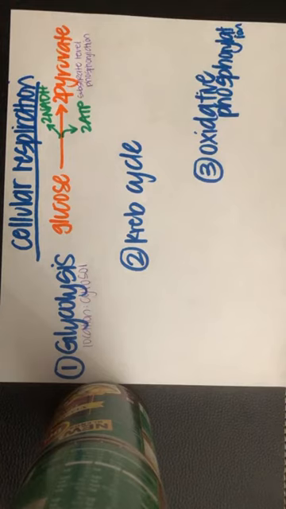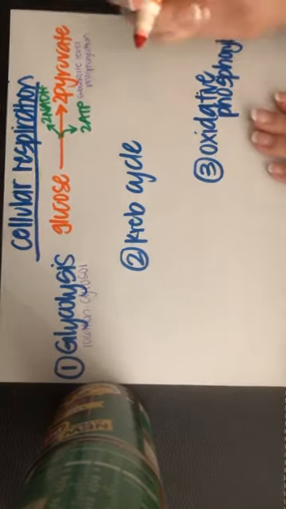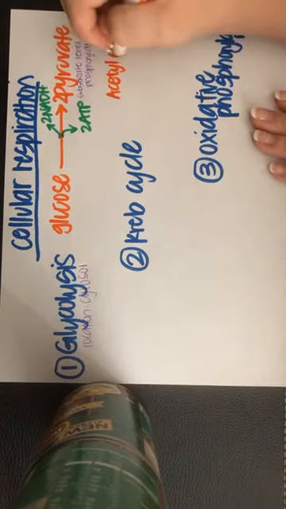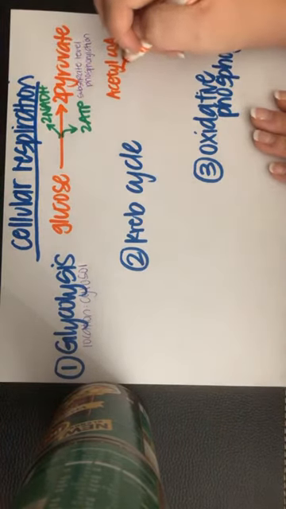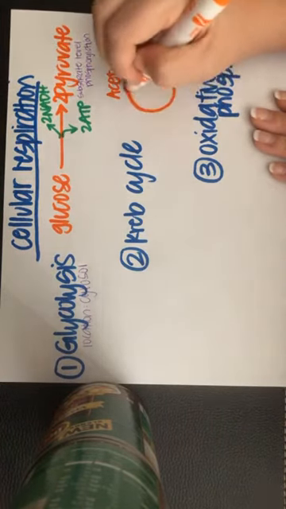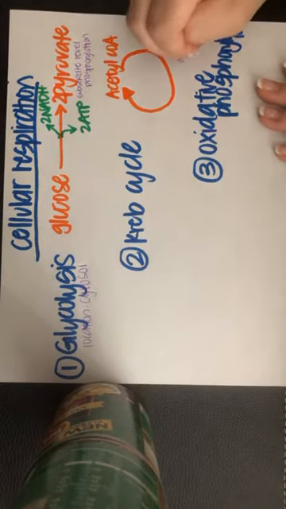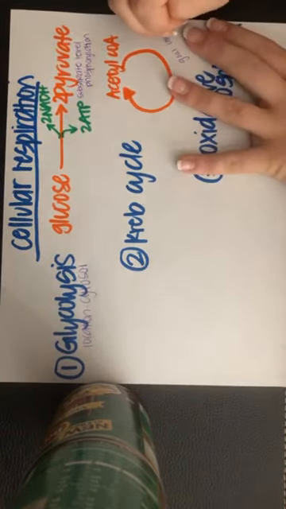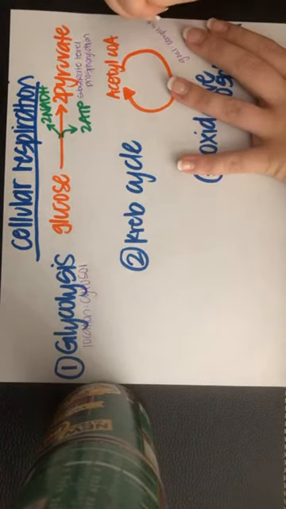So if we move into the Krebs cycle, what's going to happen is we're going to go in with something called acetyl-CoA. It's a cycle, so it goes in a circle. And at this point, we're going to completely break down the pyruvate.